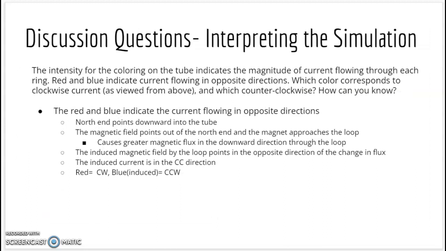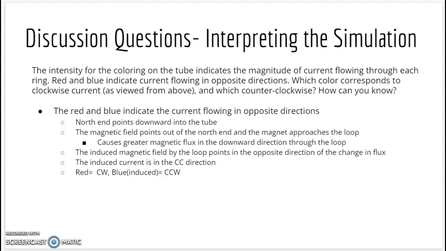So for discussion questions, interpreting the simulation: the intensity of the coloring on the tube indicates the magnitude of current flowing through each ring. Red and blue indicate current flowing in opposite directions. Which color corresponds to clockwise current as viewed from above and which counterclockwise? How can you know? We know that the north end points downward into the tube and that the magnetic field points out of the north end as the magnet approaches the loop.